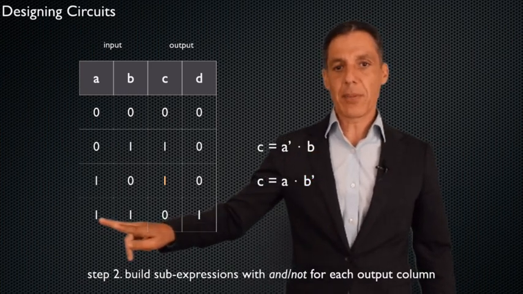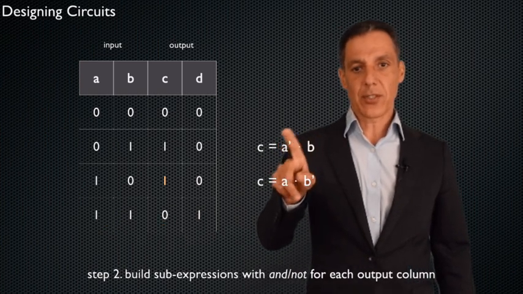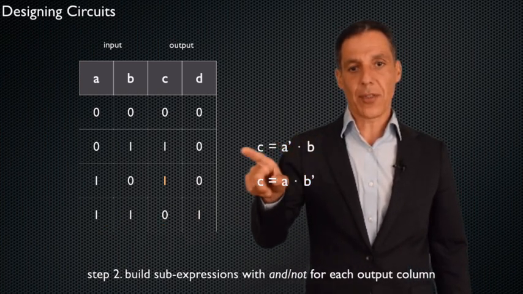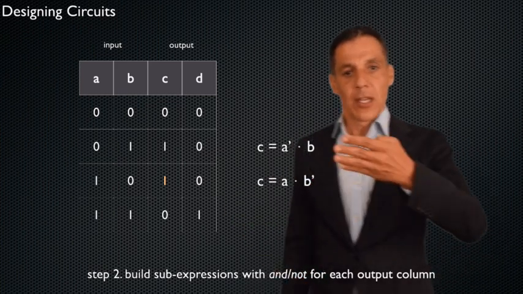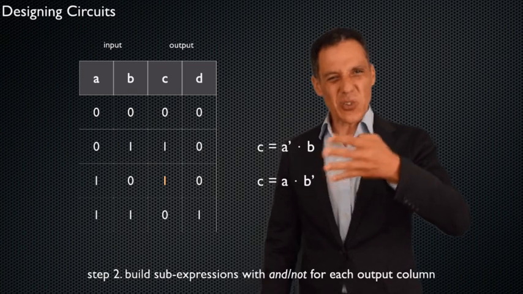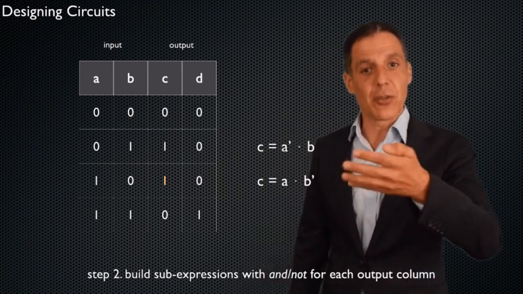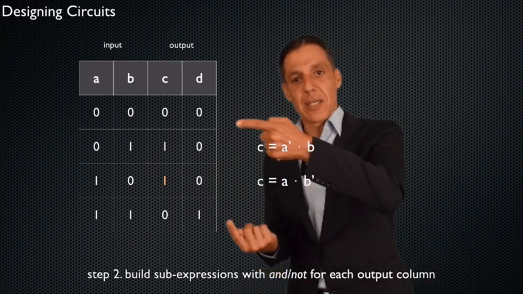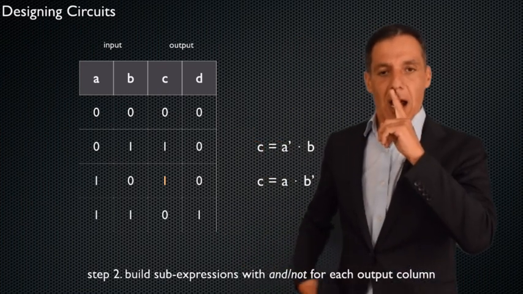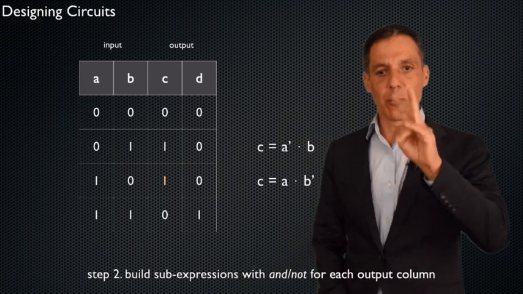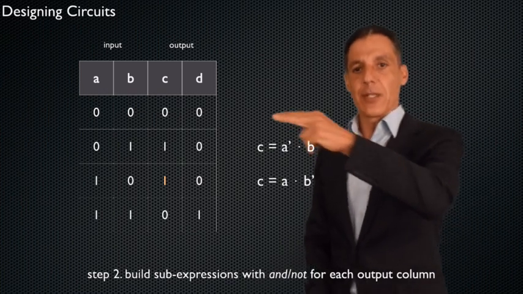When A is 1 and B is 1, what's this sub-expression? Well, that goes to 0, so the whole thing goes to 0. And that goes to 0, so the whole thing goes to 0. So these two sub-expressions, sort of for free, and because of the nature of the AND, give me those two zeros for the first row and the fourth row. Okay? All right, good. So we've now, in step 2, we've built sub-expressions for each output column.